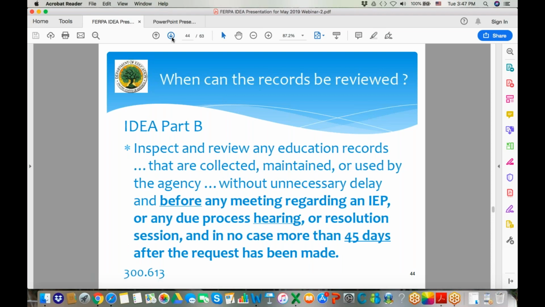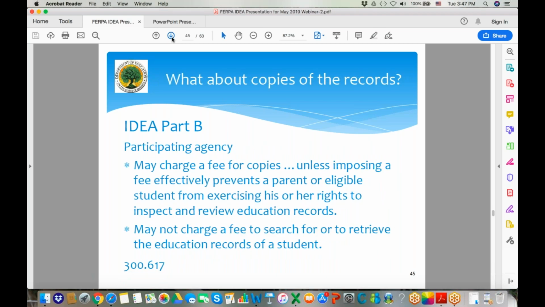Similarly, under Part B, there are the same inspection and review rights as education records before an IEP meeting. And if there's a due process hearing, that request is met within 45 days of the request. Next slide. For Part B, there is the ability to charge for copies, as long as, again, imposing the fee would not effectively prevent a parent from exercising their rights. And again, they may not charge a fee for searching or retrieving records. That's a fee you often see more commonly in the FOIA context. Next slide, please.